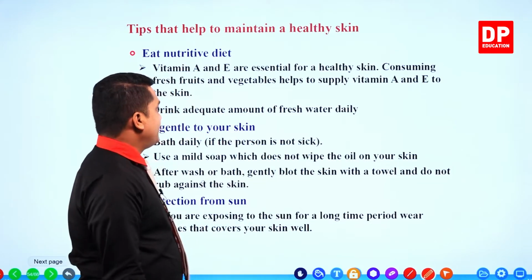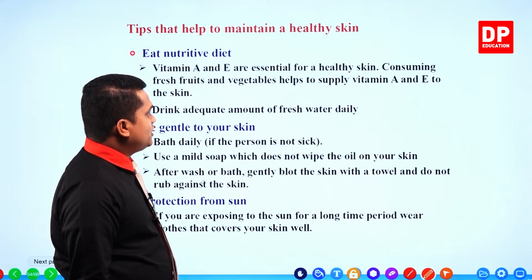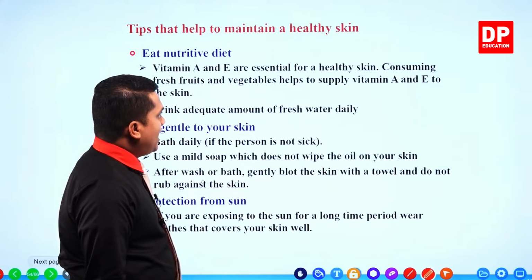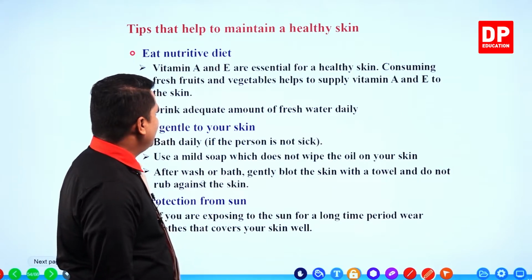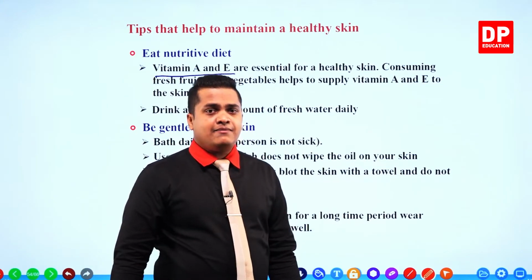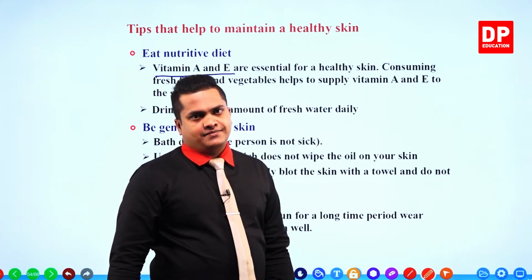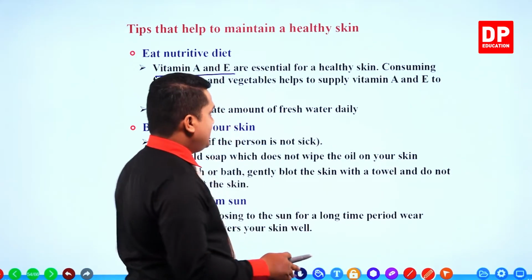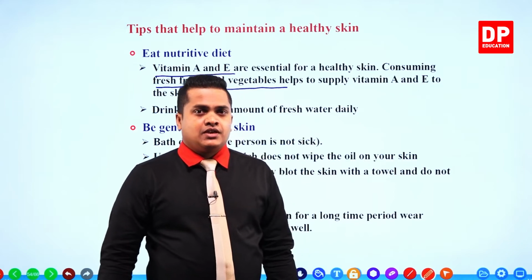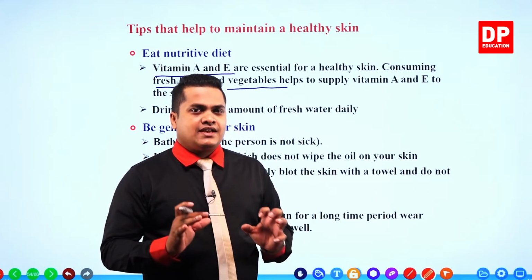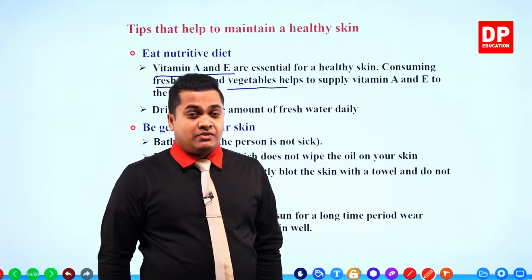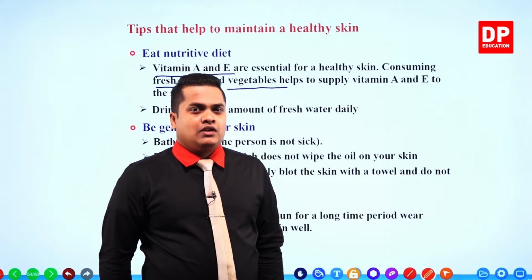So it's given here that vitamin A and E are essential for a healthy skin. Consuming fresh fruits and vegetables helps to supply vitamin A and E to the skin. So vitamin A and E are very important for a healthy skin. Therefore we have to eat vegetables and fruits, right? Eat plenty of vegetables and fruits, and you can have a good healthy skin, right?